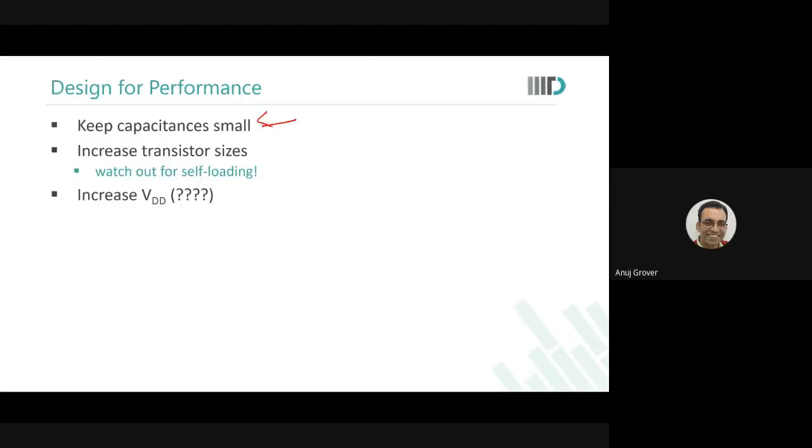So if you want to design your devices faster, we've already discussed at length that we have to keep the capacitances small. If we increase the width, we would increase the current. But we also know that if we increase the width too much, then the self-loading, that is the source and drain capacitances, will themselves become very large. This you have experimented and seen in your assignment also. Have you not? Yes, sir. So we have to watch out for self-loading. So we really cannot increase the transistor sizes to a very large size.